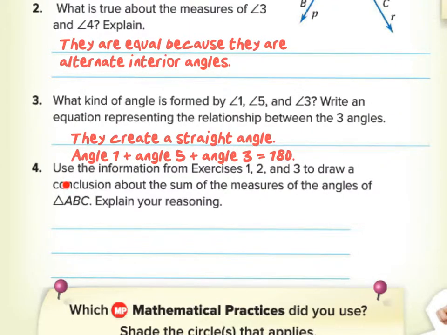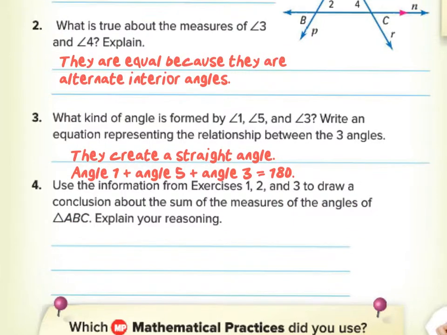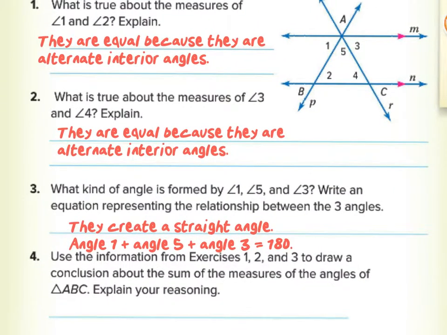Question 4. Use the information from exercises 1, 2, and 3 to draw a conclusion about the sum of the measures of the angles of triangle ABC. Explain your reasoning. So here we have triangle ABC. We know that we can solve here, and we know that this equals 180. So we'll understand what 5 is, right? Just by simply knowing what 1 and 3 are, and we know that the sum of all 3 has to equal 180, we can solve for 5, right?